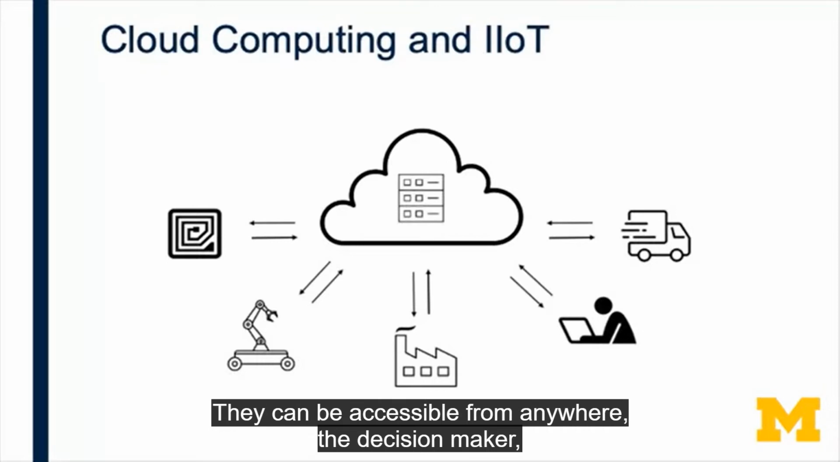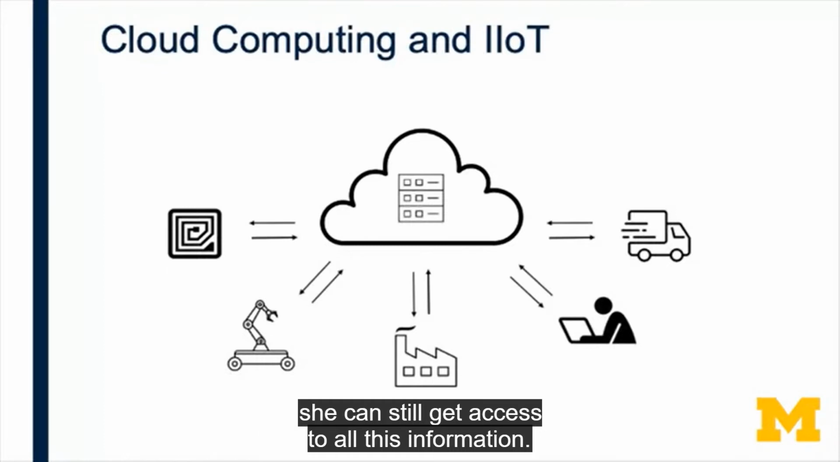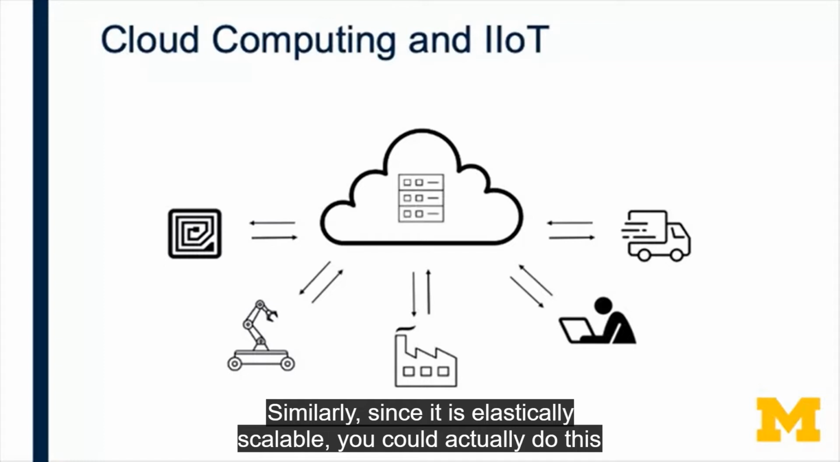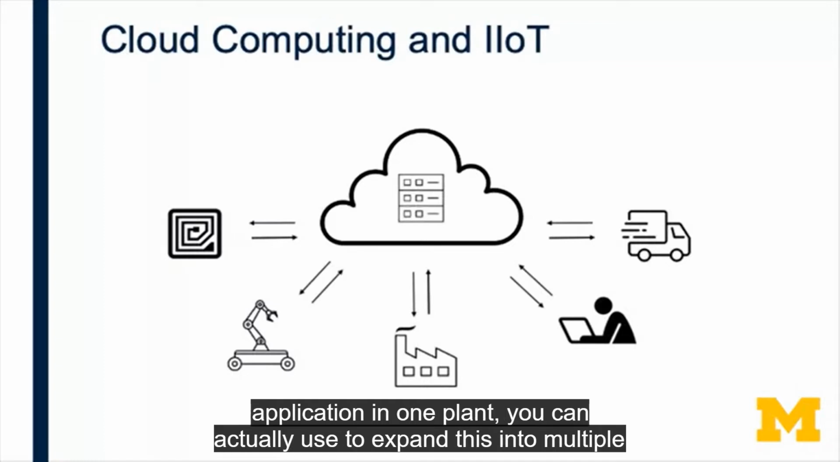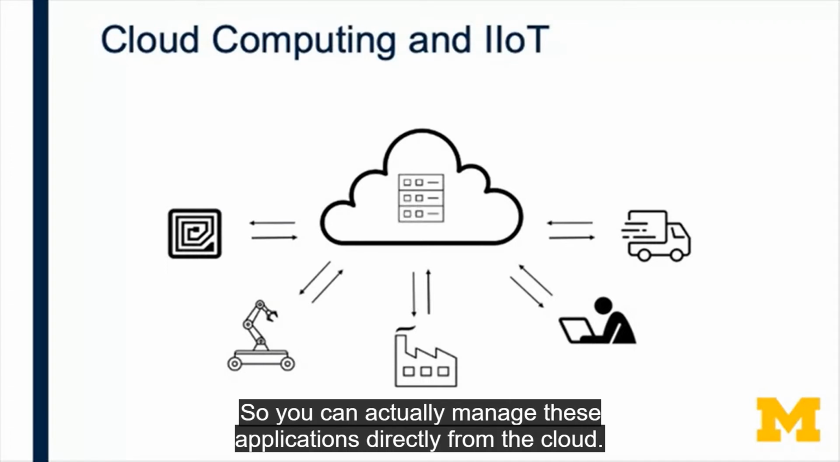The decision maker, if she's either locally present or she's traveling internationally, she can still get access to all this information because it is now situated in a cloud and you can actually access it through the cloud, right? Similarly, since it is elastically scalable, you could do this application in one plant. You can expand this into multiple plants as the size of this data expands or the logic expands. So you can manage these applications directly from the cloud.